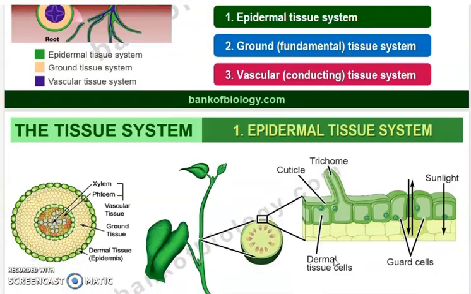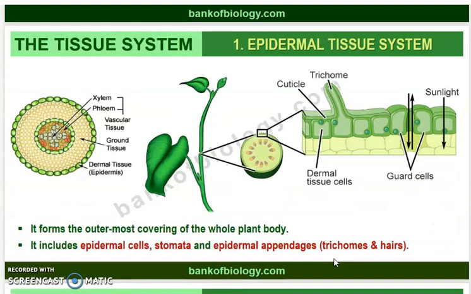So now let us see the first one, which is the epidermal tissue system. This epidermal tissue system forms the outermost covering of the whole plant body. And what does it comprise of? It includes epidermal cells, stomata, and epidermal appendages. And these epidermal appendages include trichomes and root hairs, right? So it forms the outermost covering of the whole plant body. Which one? It is the epidermis, right? And what does it include? It includes epidermal cells, stomata and the epidermal appendages, or the trichomes and the root hairs.